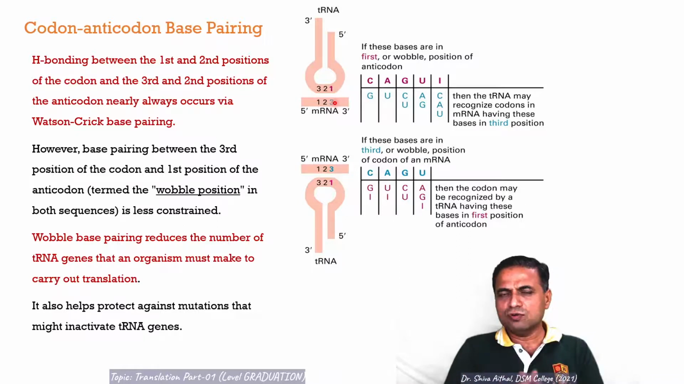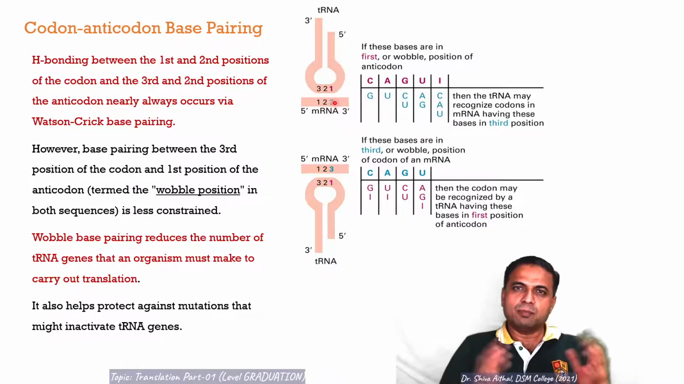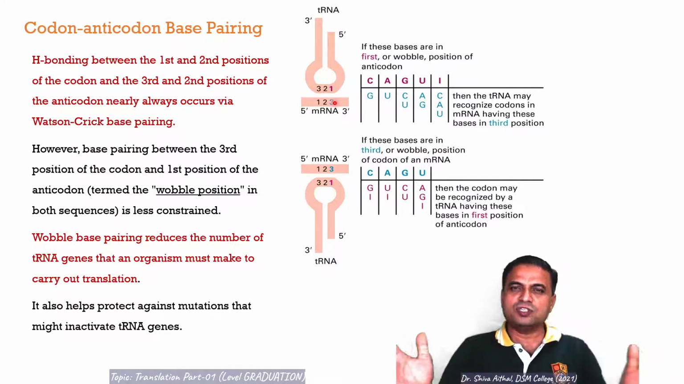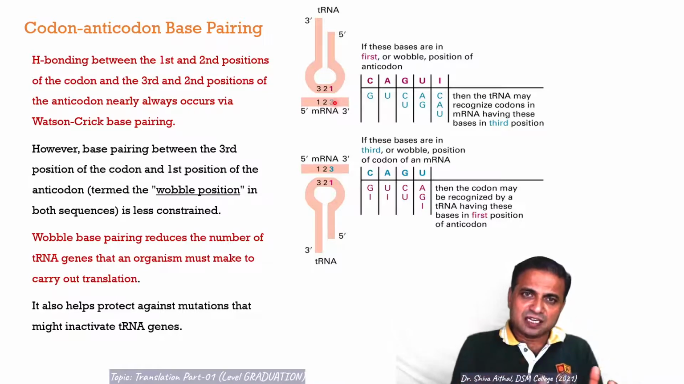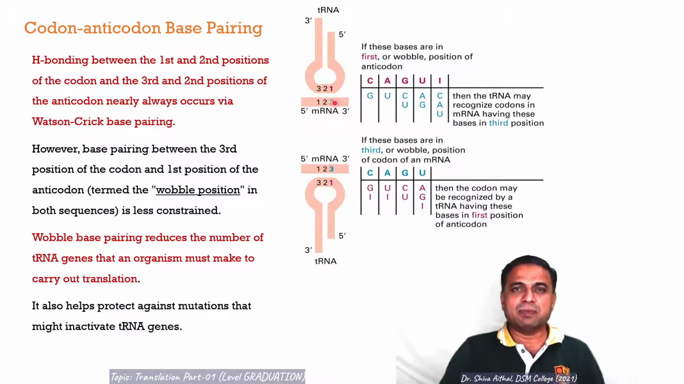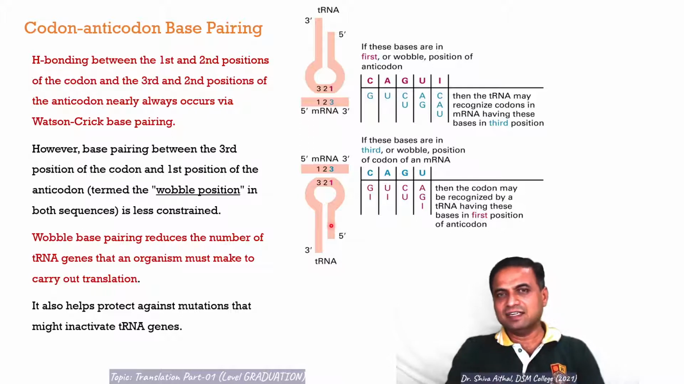But somehow evolution finds a way for efficiency. Less is the best. Best processes in less resources. That is how the survival of the fittest mechanism comes into theory, you know. As few resources as possible and maximum capacity of functioning. So wobble base pairing reduces the number of tRNA genes that an organism must make to carry out translation. It also helps in protecting against mutations that might inactivate the tRNAs.